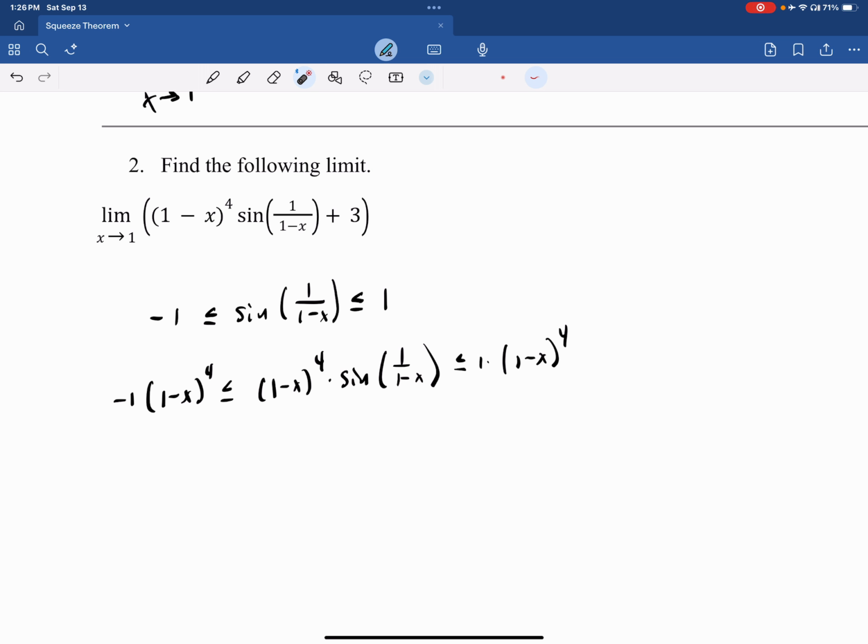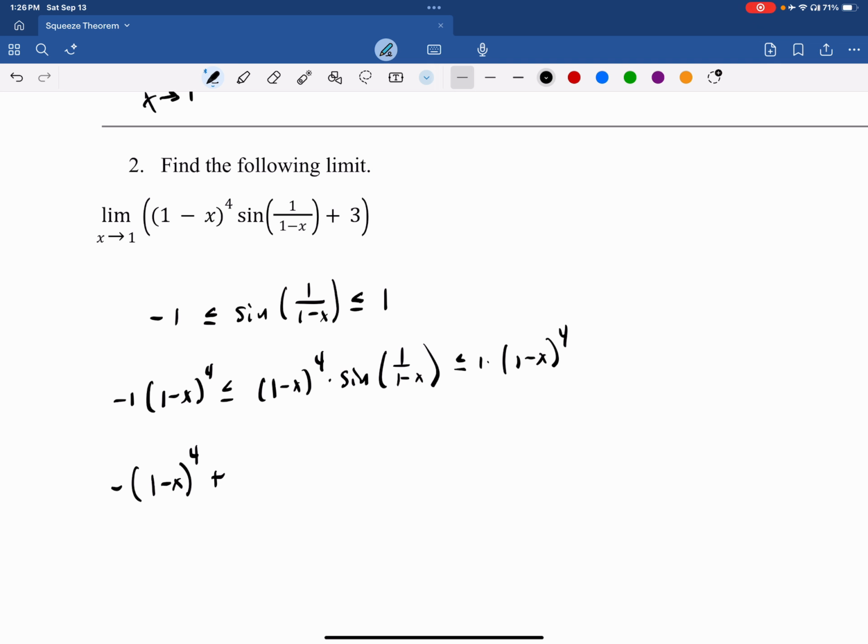And now also, remember with inequalities, I can add or subtract whatever I want as long as I do it to every part of the inequality. So in particular, I want to add 3 to every single one of these. So simplifying that, on the left-hand side, I would have negative, and I'd have my 1 minus x to the fourth, quantity 1 minus x raised to the fourth.